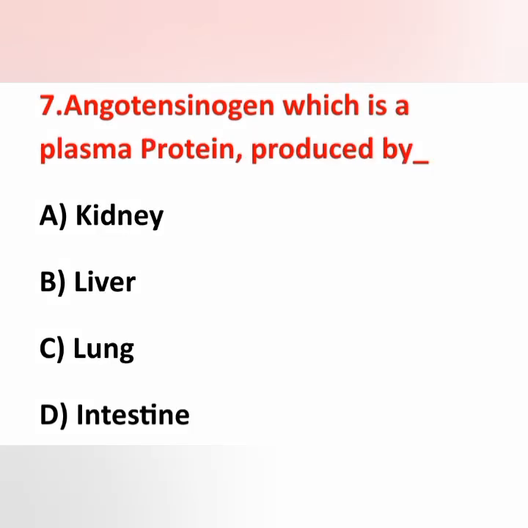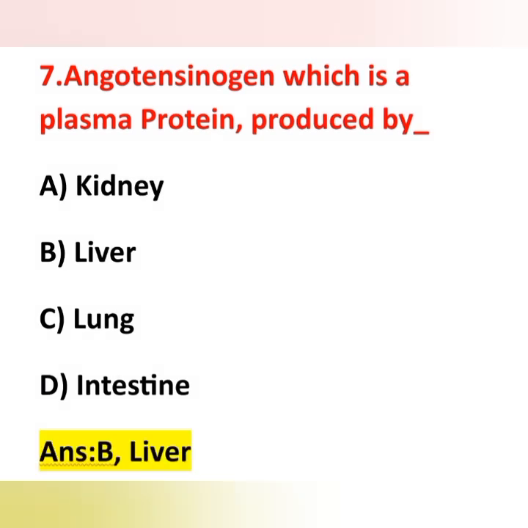Question number 7. Angiotensinogen, which is a plasma protein, is produced by. Options are option A kidney, option B liver, option C lungs, and option D intestine. And the correct answer for this question is option B. Liver is the correct answer. Angiotensinogen is a plasma protein which is produced and released into the circulation by liver cells. Okay, option B is the correct answer.